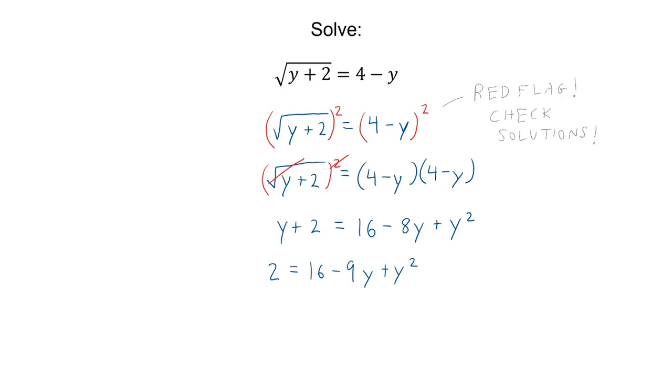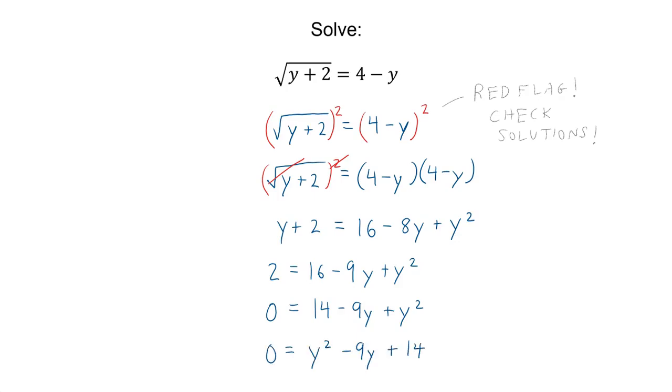Subtracting y from both sides gives us 2 equals 16 minus 9y plus y squared. And subtracting 2 from both sides gives us 0 equals 14 minus 9y plus y squared. Now I'm going to rearrange my terms on the right side of the equation so that they are in decreasing order of exponents. In other words, I'm going to put my y squared term first, my minus 9y term second, and my 14 term last.